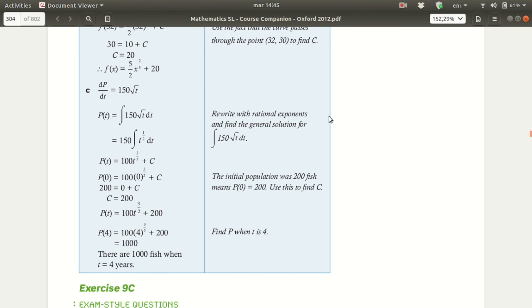Now when the time is 4 years, all I have to do is replace in my population function t equals 4, and that's going to give me my final answer, which in this case is going to be 1000 fish.